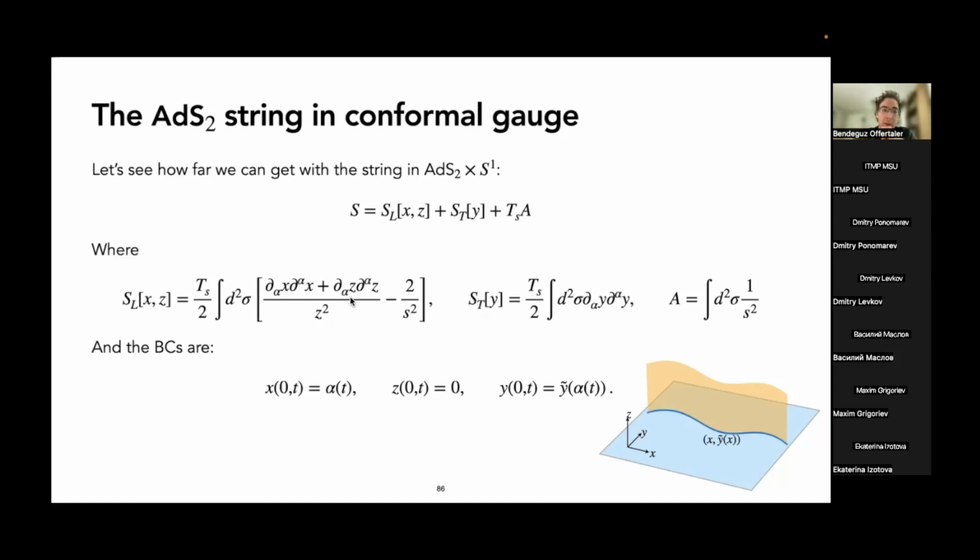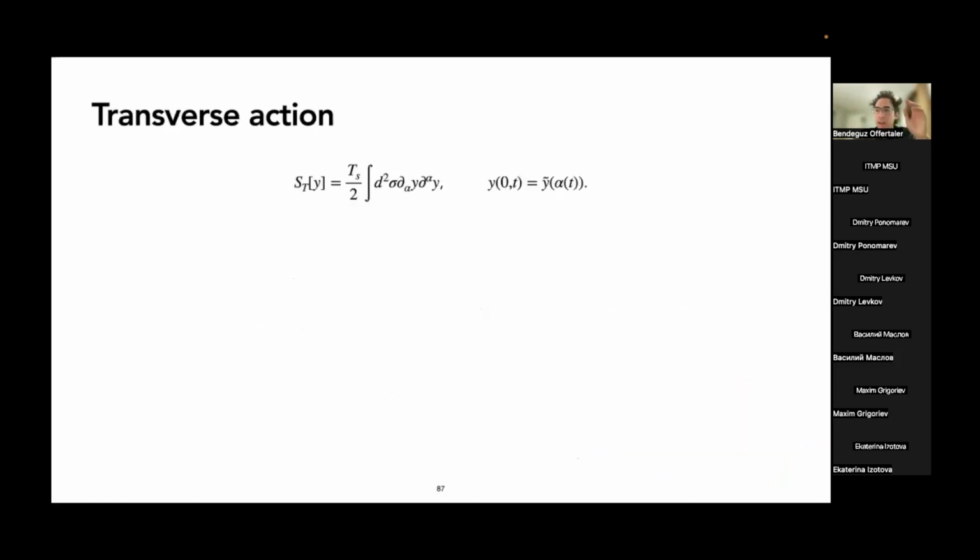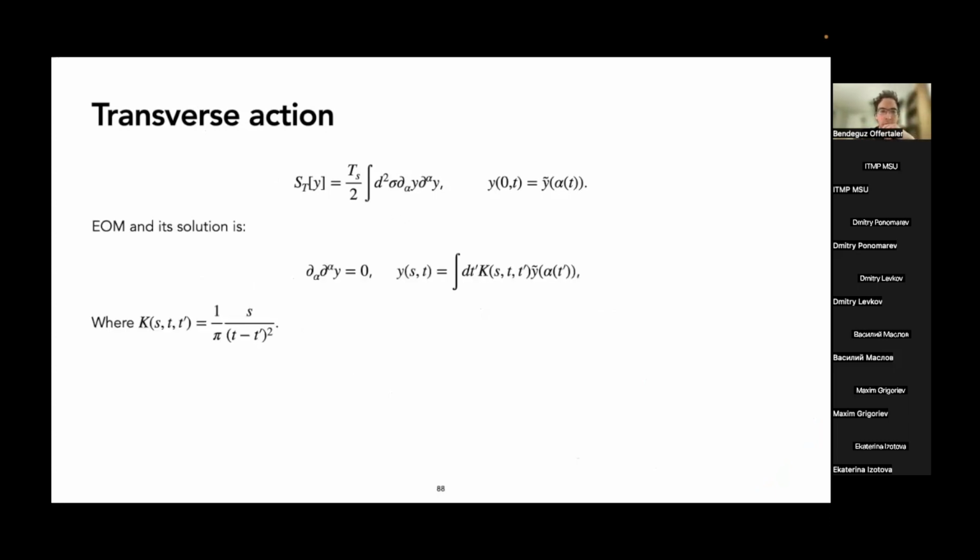But okay, so at this point, at the level of the actions, the longitudinal modes and the transverse modes are decoupled. They're only coupled through their boundary conditions and through the Virasoro constraint. So we can study the transverse modes and the longitudinal modes separately. Let's start with the transverse modes. Here's the action and the boundary condition. The equation of motion is just the Laplace equation in 2 dimensions, so we can write down the solution in terms of the massless scalar boundary to bulk propagator in AdS2.